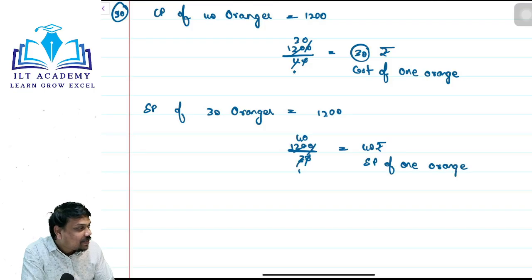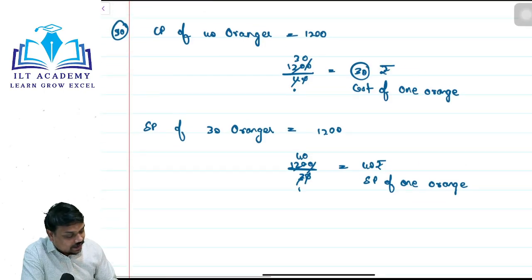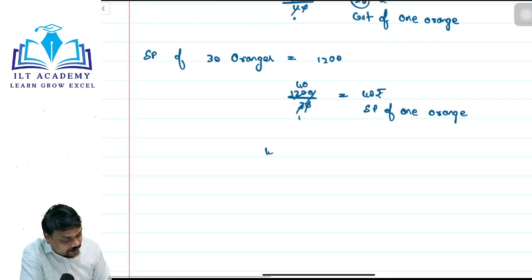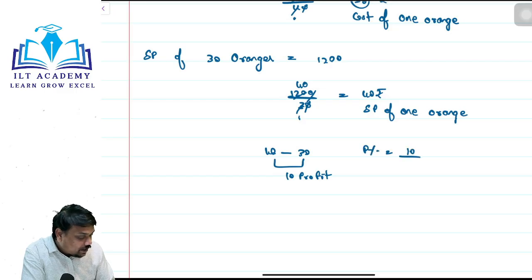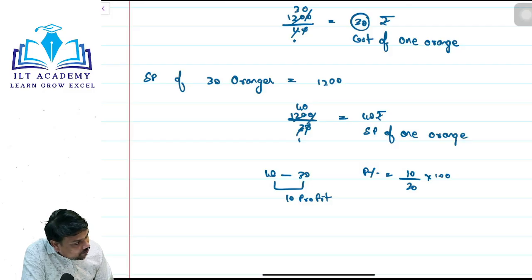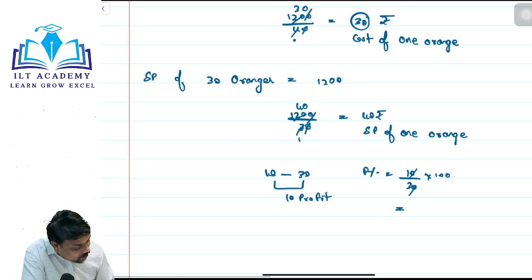Now is it very simple? The selling price of 1 orange is 40 rupees and the cost price of 1 orange is 30. So the difference between 40 and 30 is 10 rupees, which is the profit. So what is the profit percentage formula? Profit divided by cost into 100. That is 10 divided by 30 into 100. The zeros cancel, so 100 by 3, which is 33.33%.